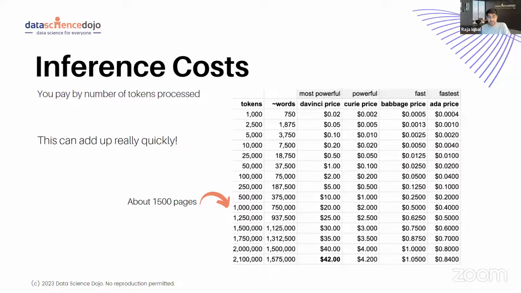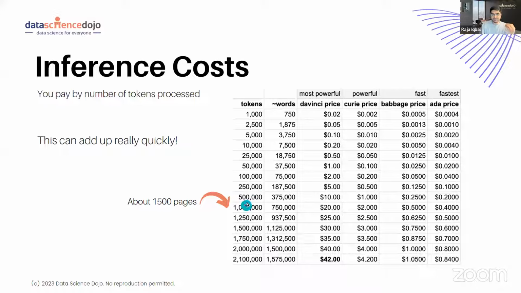And you might think, how much can it be? But this is an example. If you look at this, DaVinci is one of them, and I believe Ada has been discontinued. I was looking at it in the news, I'm forgetting which one it was. But if you have 1,000 tokens, which is about 750 words, it is just 2 cents for those 1,000 tokens.